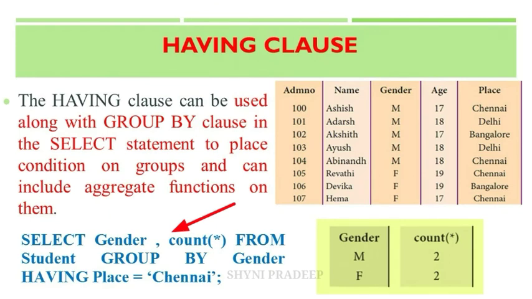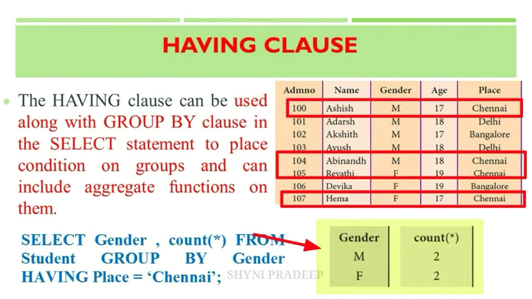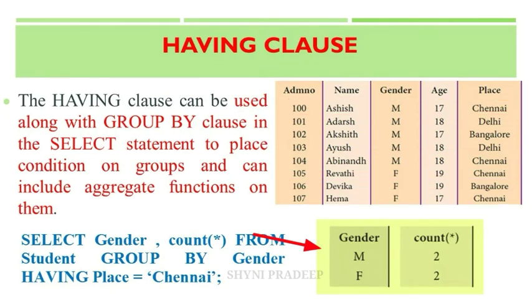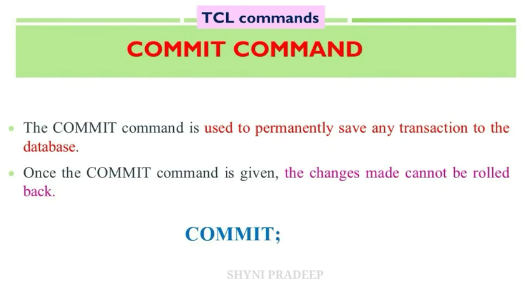Place is equal to Chennai. So if you want to know the number of male and female students which belong to Chennai, you have to give the command like this. When you are giving this command, you will get the output like this. See the student table, 2 male students, 2 female students belonging to Chennai. So it will be printed on the output screen. This is the output.